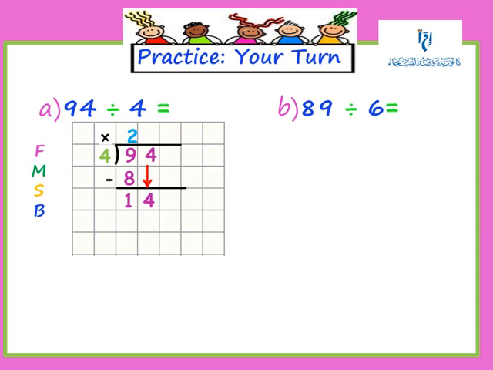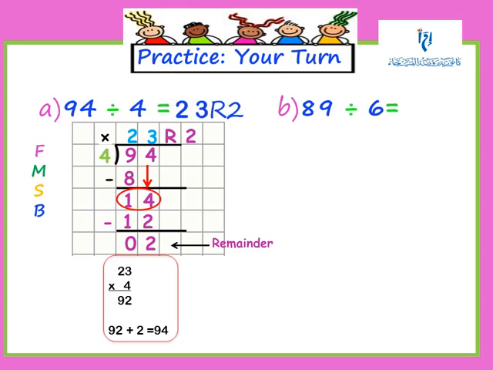3 times 4 is 12. 4 times 4 is 16. 16 is big, so we take 3 times 4, which will give us 12. We write the 3 above and the 12 below. We subtract. We bring down a new digit, but there are no more digits to bring down. We check that 2 is less than 4, so 2 is the remainder. So 94 divided by 4 is equal to 23 with a remainder of 2.